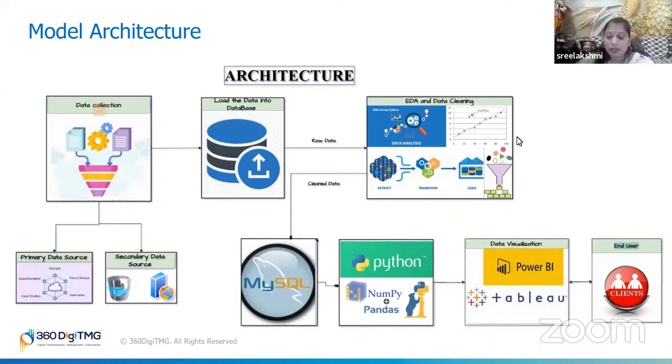So we get insights from that, and based upon the data insights we have got, we will be sending it to the clients. So the end user will be giving it to the client. So this is what the model architecture is.